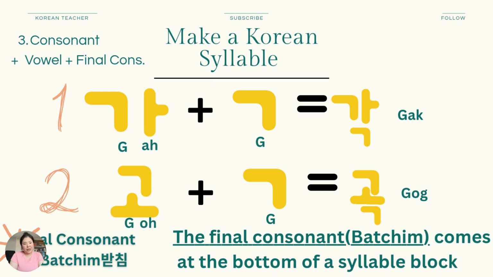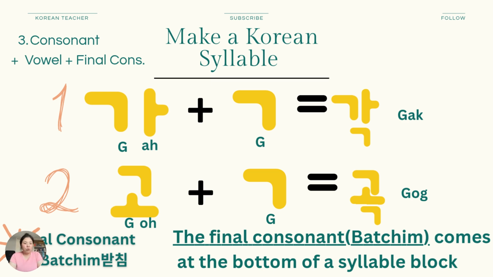So how do you read that? First, the upper one is called what? It sounds ka, right? Ka. And then another g is added. What happened? Kak. Ka becomes kak. Okay?